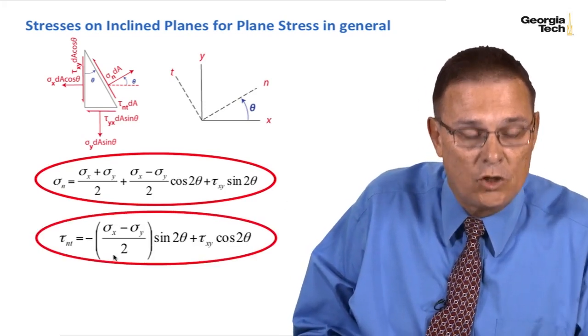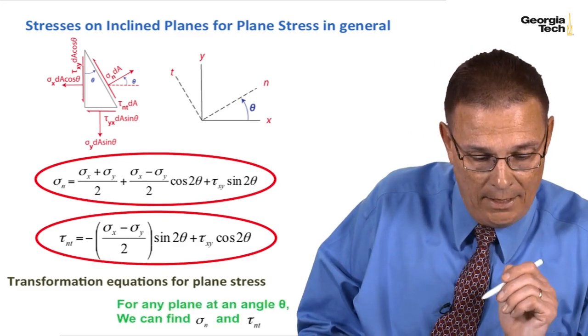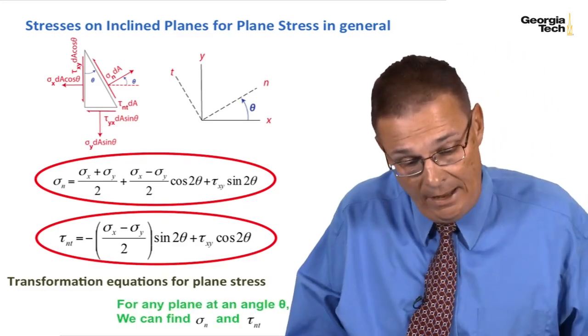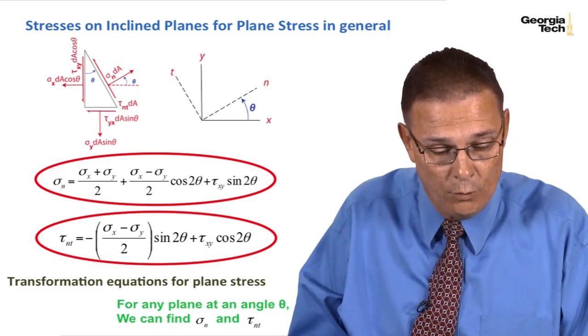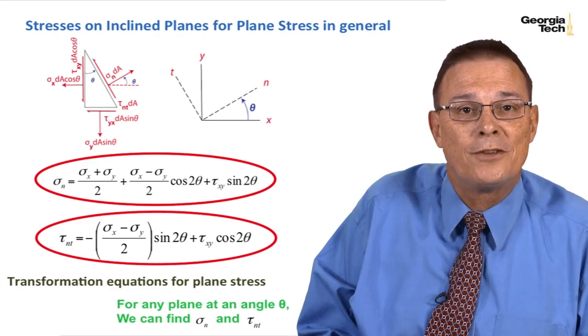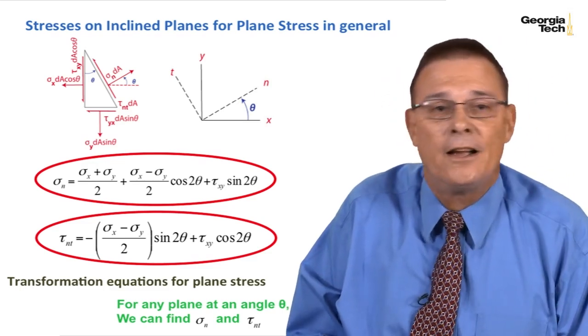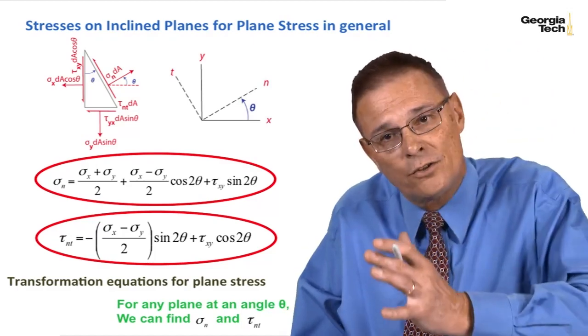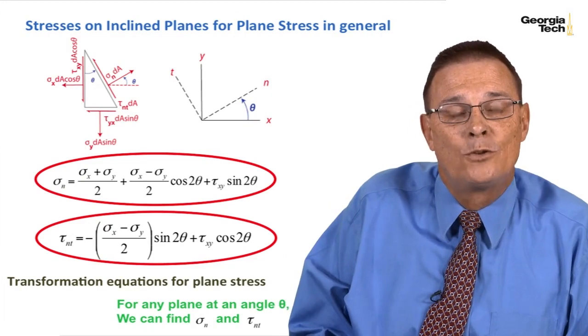We now have what's called the transformation equations for plane stress. We can find for any plane at any angle theta what the normal stress is and what the shear stress is. That'll be really important as we analyze structures and engineering parts, to find out where the max and the min are, and what angle they occur on. And now you have that tool.